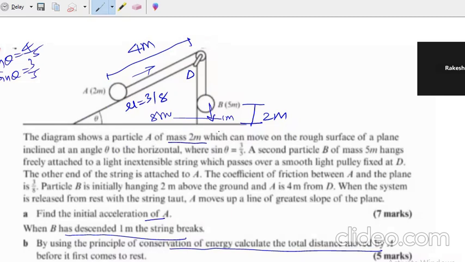A second particle of mass 5m is attached to a light inextensible string which passes over the smooth pulley, and the other end is attached at A. The coefficient of friction is 3 by 8, so mu is 3 by 8. Now, B is initially above the ground at 4 meters. When the system is released from rest with the string taut, B moves with greater acceleration. So this moves up and this goes down.